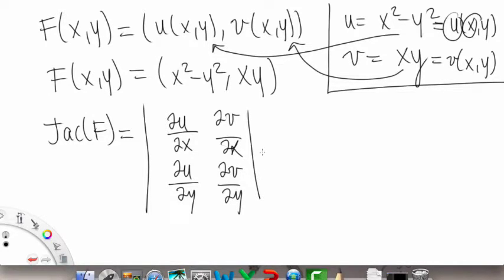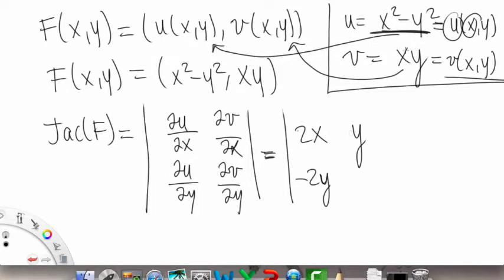Okay? So let's solve for these. Let's fill in the spots. So partial u, partial x, if we differentiate this with respect to x, we just get 2x. And then if we differentiate it with respect to y, we get negative 2y. Now let's do the same thing with v. Partial v, partial x is going to be, we're holding y constant, so it'll just be y, think of y as like 2 or something. And then partial v, partial y is going to be the opposite, which is x.